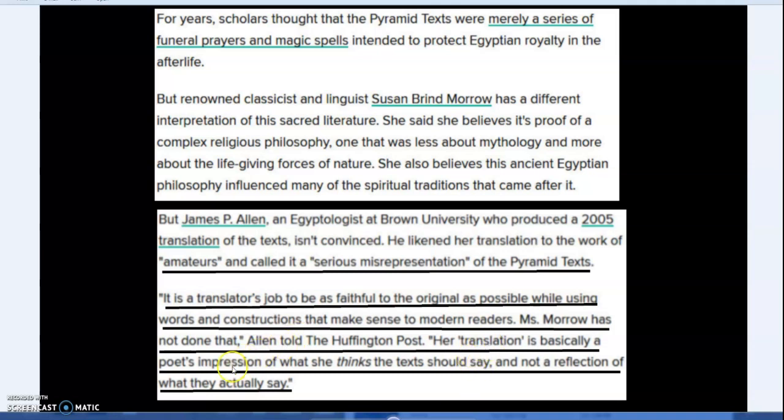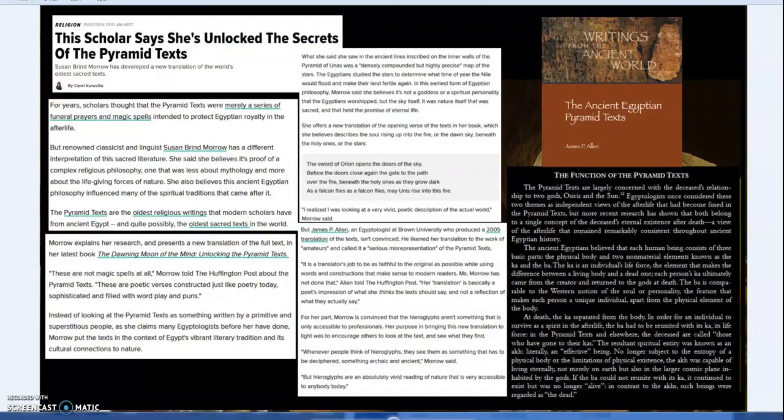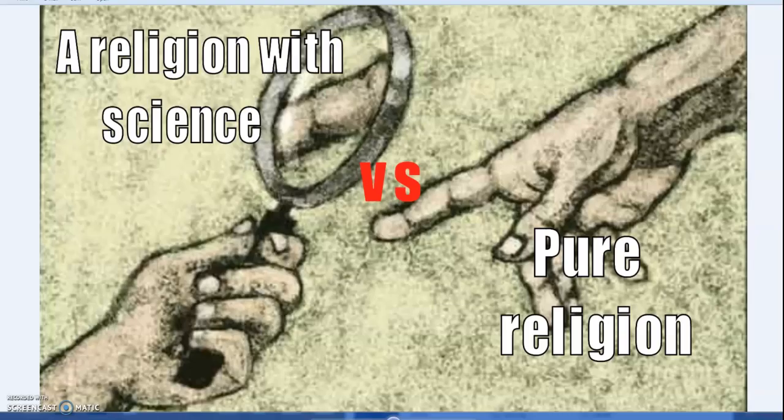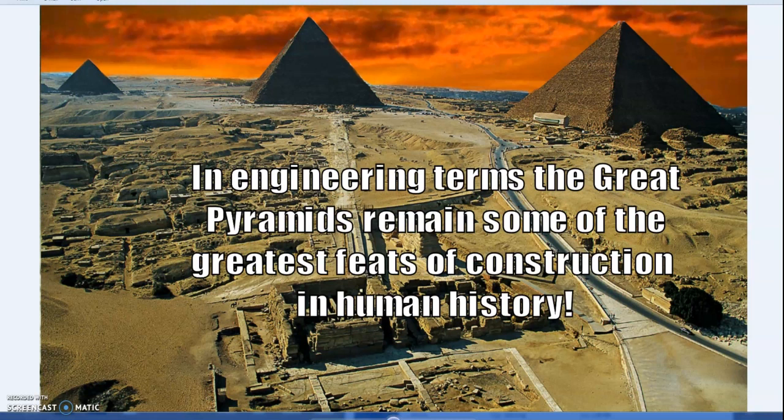And her translation is basically a poet's impression. Well, no, I would say it's exactly the opposite. I would say that his is a poetic impression, and that through astronomy, geometry, etc., you will find that this is true. Now, is it a religion with science versus pure religion? Well, no, I would emphatically suggest it's a religion with science-based elements to it, the natural cycles, observations that require sophistication, measurement. And so, to put it very bluntly, in engineering terms, the Great Pyramid remains possibly still some of, depending on what way you look at it, the greatest feats of construction in human history.